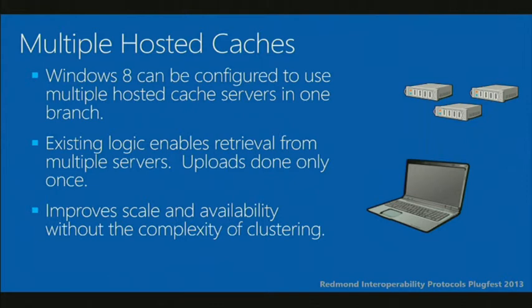Uploads are still only done once. If we download content that no hosted cache server had, we pick one at random and upload the content to that hosted cache server. And this lets you have better scaling and availability without needing to set up the complexity of a cluster. So you just have multiple cache servers per site. If one of them goes down, oh well, the client will use the others.